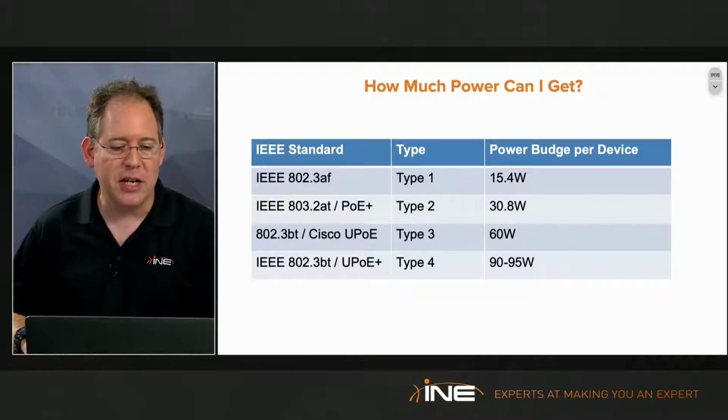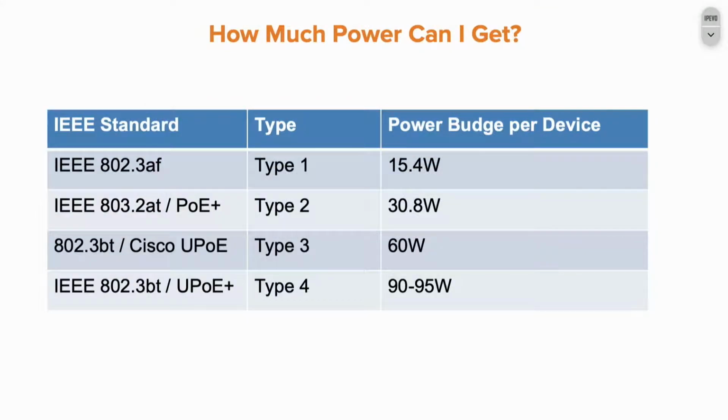Also, one thing to mention here, notice how it says power budget. Actually, there's a little bit of misspelling there. It says budge, but it should say power budget per device. You should know what that term power budget means.